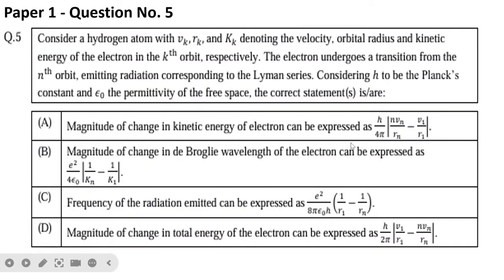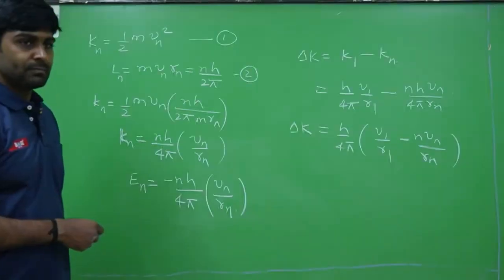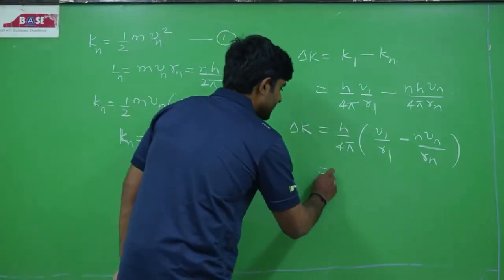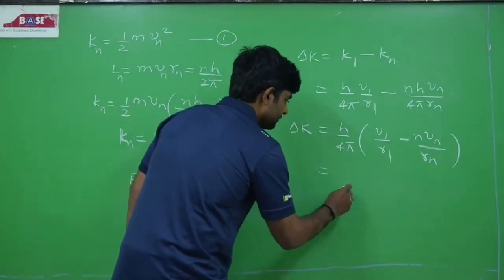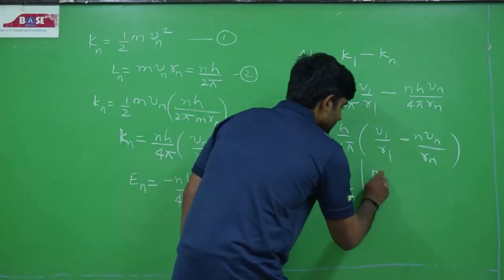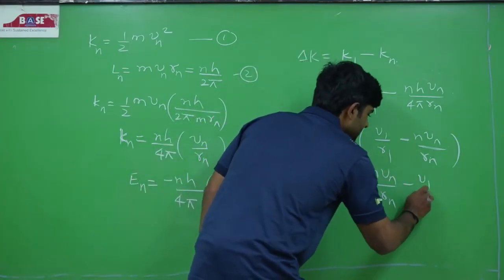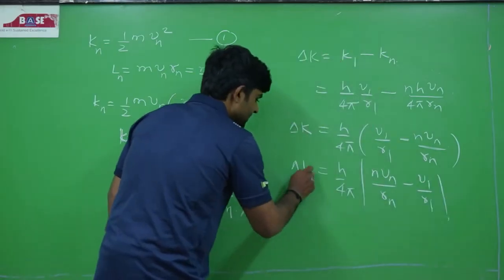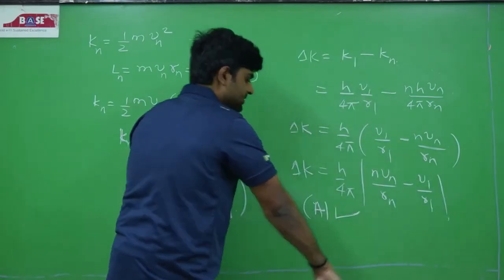So you'll see that the kinetic energy change in the first option is h by 4 pi times (nvn by rn minus v1 by r1). Anyway, they are asking for magnitude, so the minus sign doesn't matter. Magnitude wise, this option is correct. So this is option A: h by 4 pi times (nvn by rn minus v1 by r1), written magnitude wise, because otherwise we have to write a negative. That's the change in kinetic energy, so option A would be the right answer.